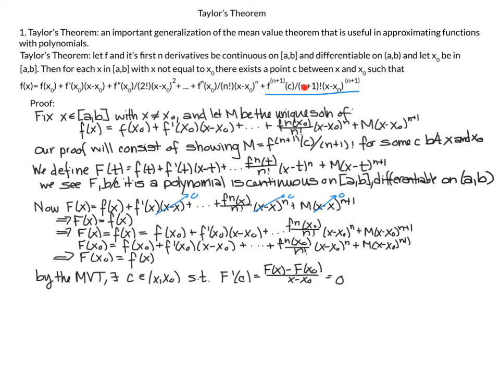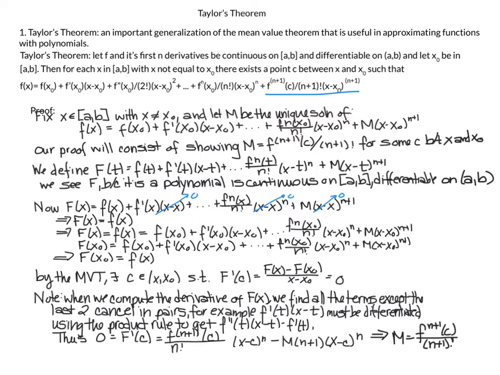Again, this is the mysterious c over here, also mentioned over here, such that f prime of c is equal to the derivative of f of x minus f of x naught over x minus x naught. And now over here, our f of x is equal to little f of x, which is equal to f of x naught. So this numerator over here is equal to 0. So our f prime of c is equal to 0.